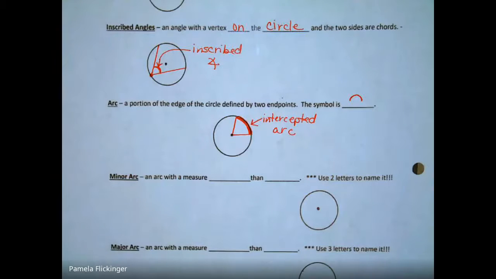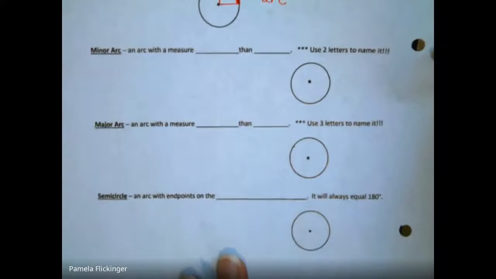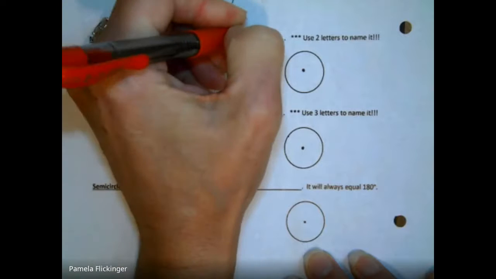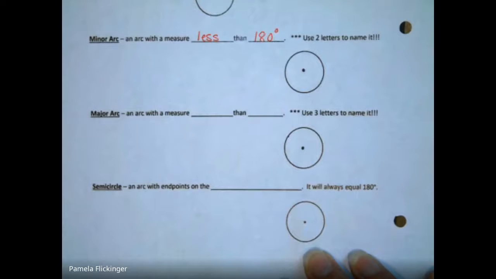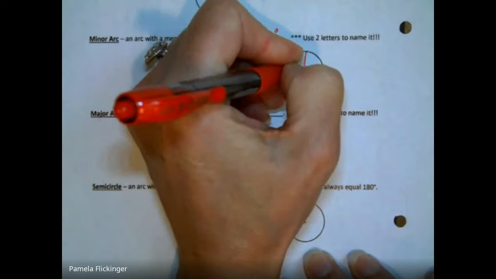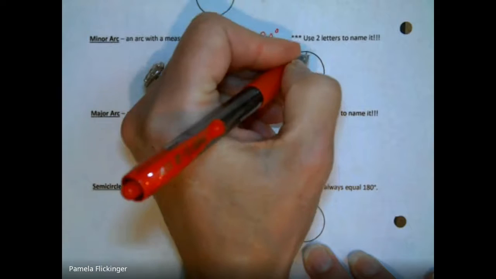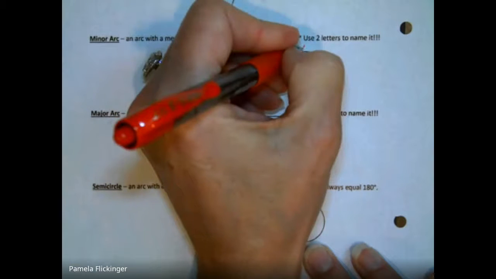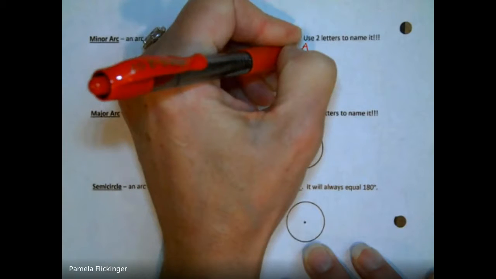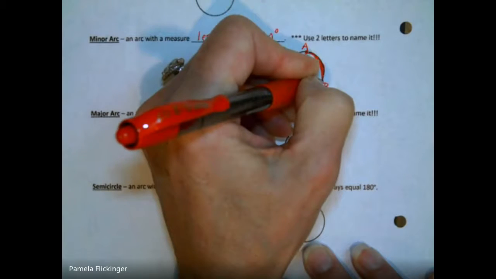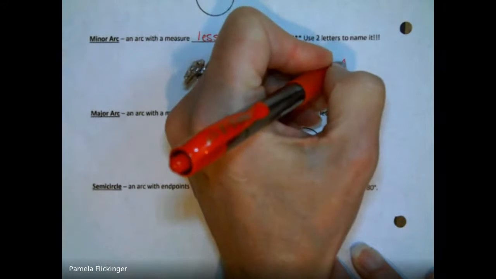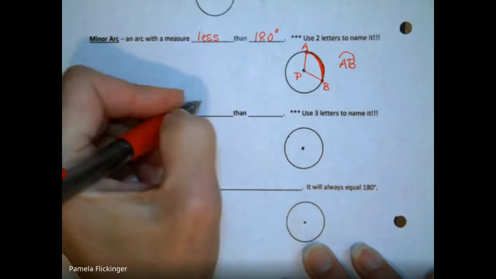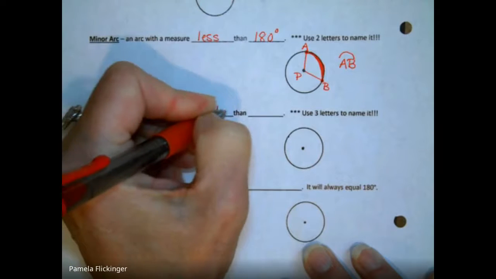Now, our arcs can be minor, major, or a semicircle. A minor arc is an arc with a measure less than 180 degrees. Keeping with the picture I drew above, I'll make it a little bit bigger. This piece right here is less than 180. Now, I'll call the center P, and then I'll call this point where my radius hits the circle A, and this point over here where the second radius hits the circle B. So this would be arc AB, and we put that arc symbol above it like that. A major arc is an arc with a measure that's greater than 180.